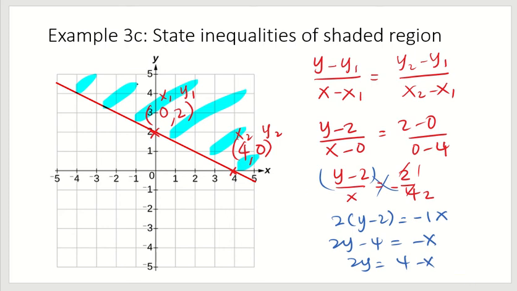So from here, this one is bigger, right? More. So your answer is 2y more than or equal to 4 minus x. So this is your answer. Okay?